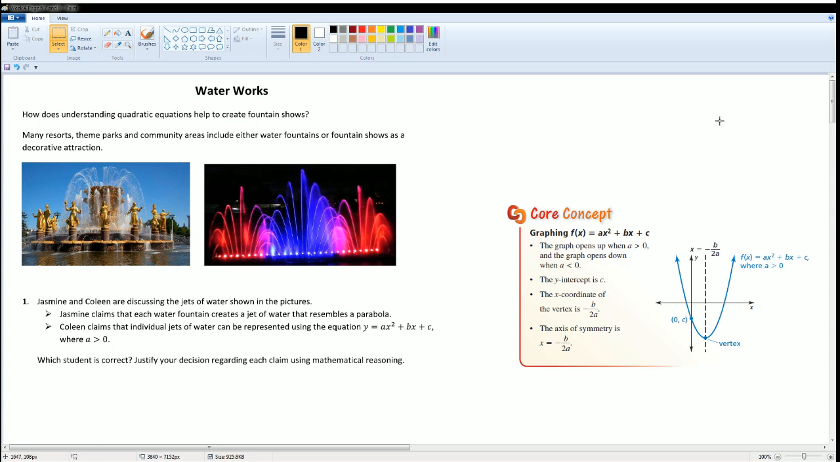Welcome to the distance learning packet. Here we have week 4, pages 6, 7, and 8. It all deals with applications of the parabola. Here we're going to go over the solutions.